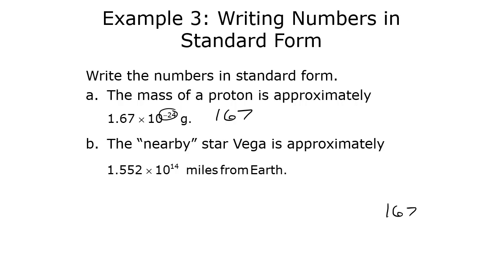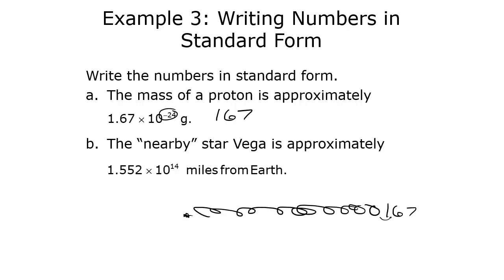1, 6, 7. The decimal started here. It hops once in this direction because that's negative, so it has to go negative 23. There's never 23 of them or 23 of them. And then that would be my answer.